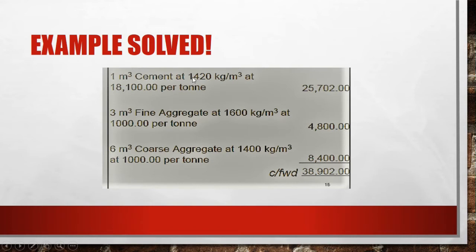So the total cost now of the mix will be given by 25,702. You add the price of fine aggregate, which is 4,800. Then finally, you add the price of coarse aggregate. So you're going to get the cost of the material being 38,902. So this price now will be carried forward.